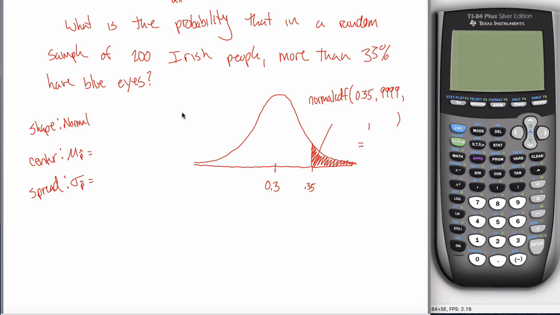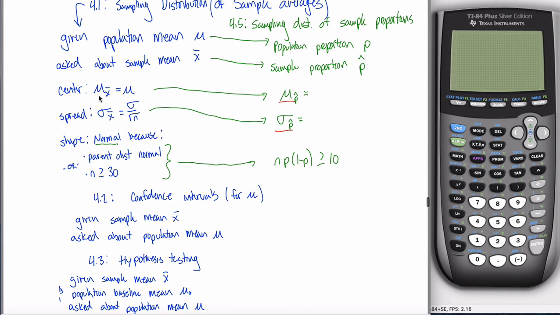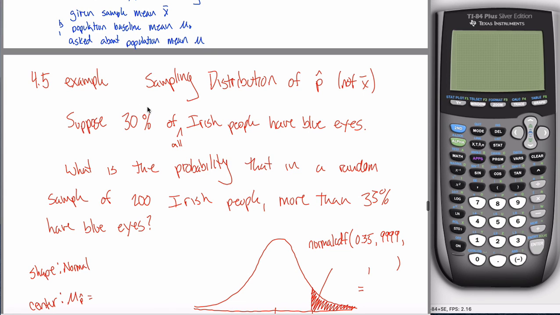So what is the center? What is mu sub p hat? Well, in the past, when it was mu sub x bar, it was super easy. Right? It was just equal to mu. It used to be true that the population average of the sample averages was just equal to the population average of individual observations. It's kind of the same idea here. Just like this is the easiest formula ever, mu sub x bar is just mu. It's the same idea here. Mu sub p hat is just equal to p. What is p? P is the population proportion. And p is given to you in the problem. 30% of all Irish people have blue eyes. That tells me that p is 30%. I'll write everything as decimal, so it's 0.3.